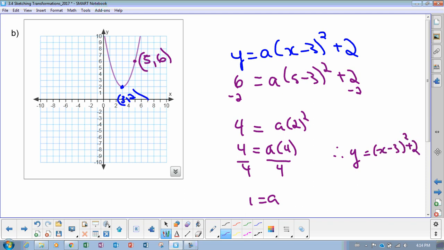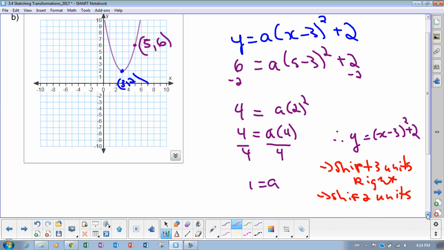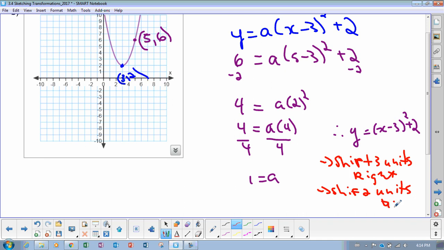So there have been no stretches, compressions or reflections. When I state my transformations, I'm going to say that we have a shift 3 units right and a shift 2 units up. The fact that a isn't negative makes sense because the graph hasn't been reflected.